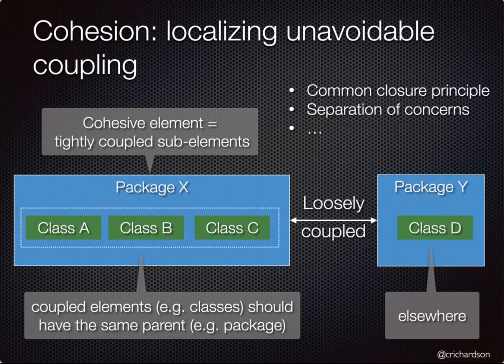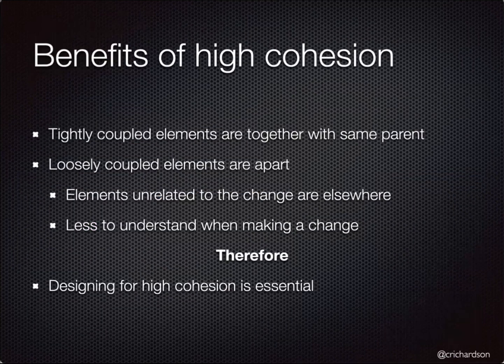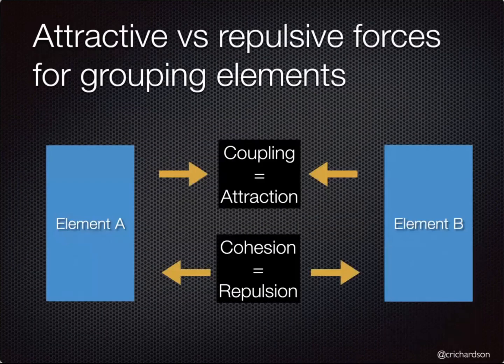And there's various principles that can boost cohesion, like the common closure principle, which is basically all about cohesion. Things that change together should be packaged together. And then the separation of concerns principle, which just pushes things apart that are somewhat unrelated. Anyway, so we've got designing for loose coupling, designing for high cohesion. And that's a big part of what software design is all about.